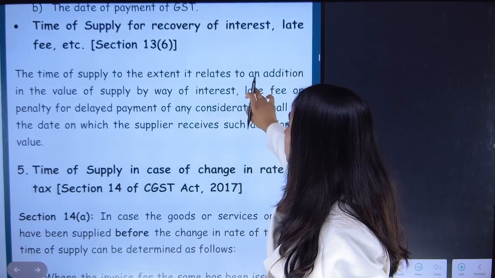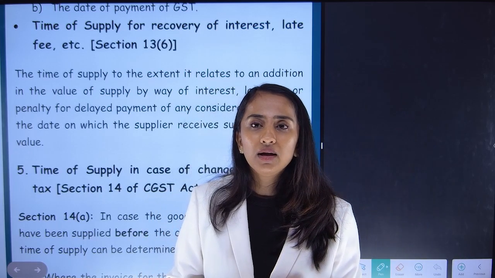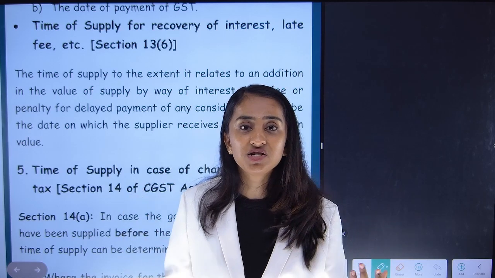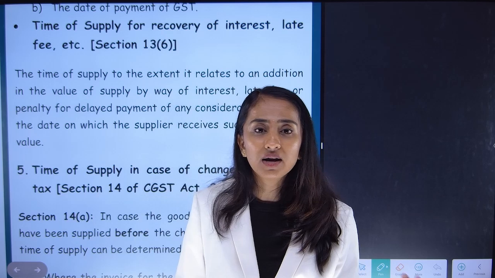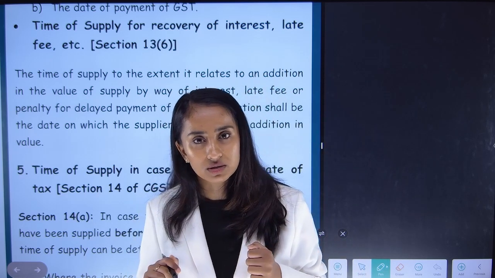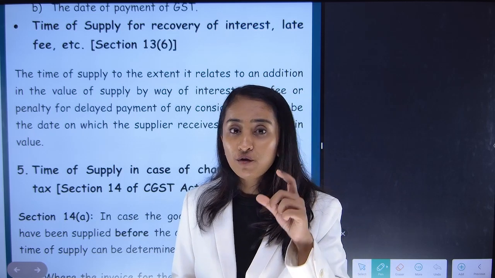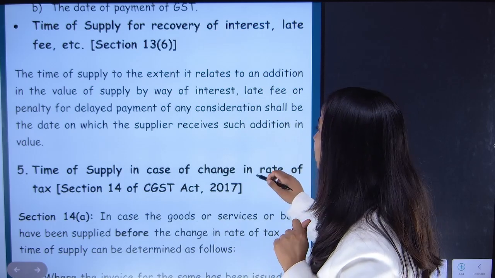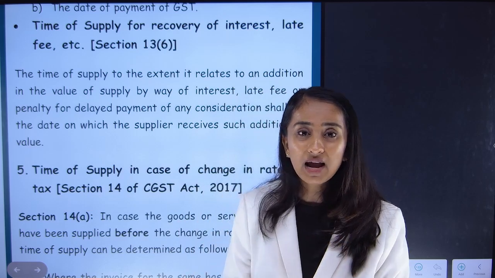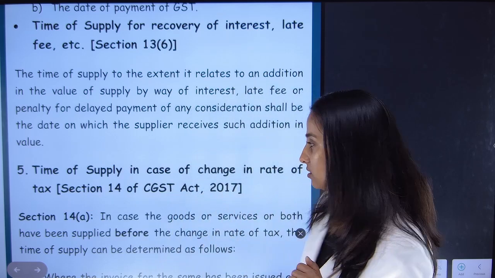Next, time of supply for recovery of interest, late fee, etc. Let's say I billed you 1,000 rupees. Now, you didn't pay me for 6 months. So I will tell you, boss, you're very late, you have to give me penalty interest, late fees of another 1,000 rupees. So I will collect 1,000 rupees. You think the government will leave that 1,000 untaxed? For that extra late fee, interest, penalty, whatever you charge extra, the time of supply is the date on which the supplier receives such addition in value, whenever the supplier actually receives that extra 1,000 rupees.